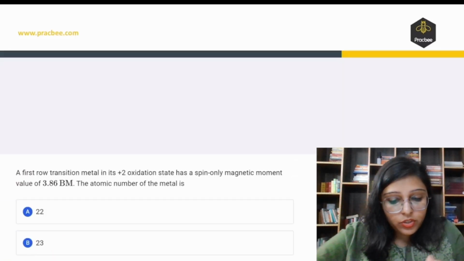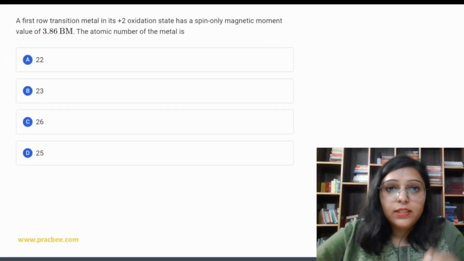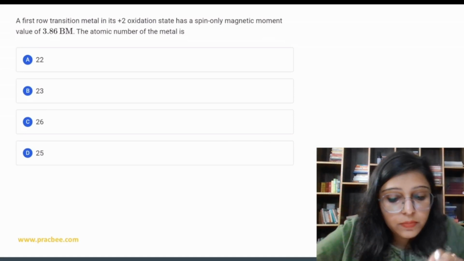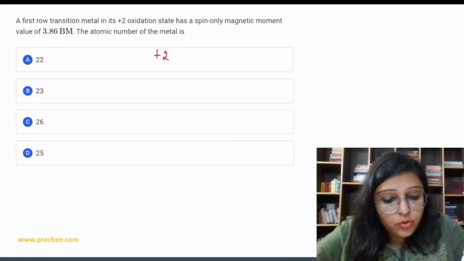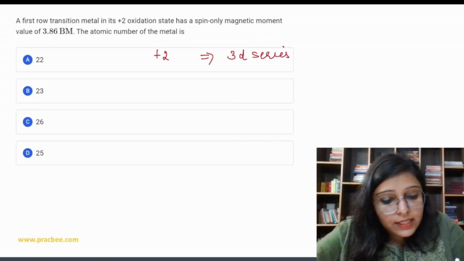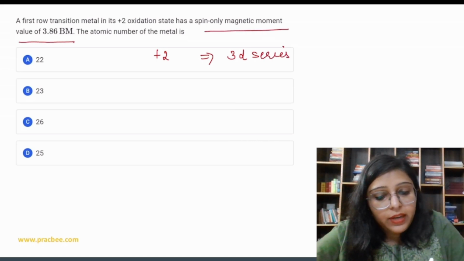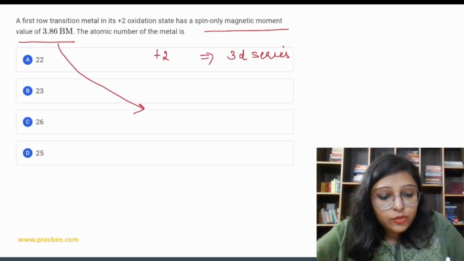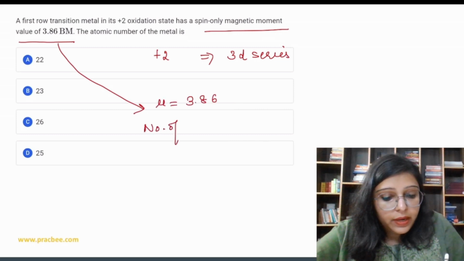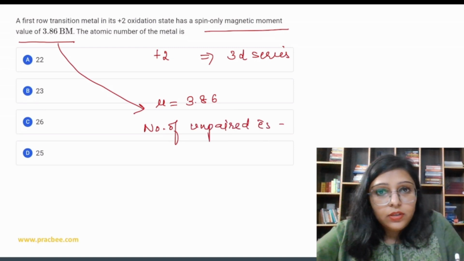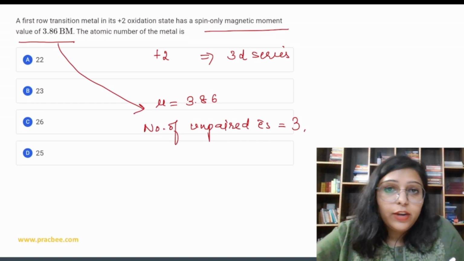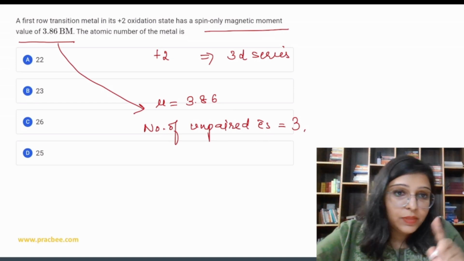Now let's do the next question. The next question says a first row transition metal is in plus 2 oxidation state. First row means 3d series element, and it has a spin only magnetic moment value of 3.86. So if the magnetic moment value is 3.86, it means the number of unpaired electrons is 3. So the atomic number of the metal is, it means 3 unpaired electrons.